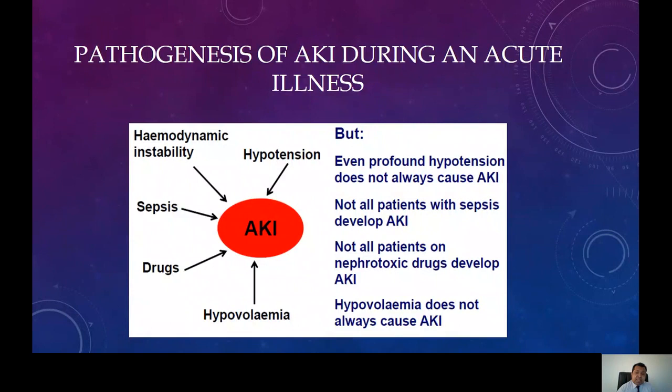But remember that at the same time, even profound hypotension does not always cause AKI. For the things I have mentioned in blue color, not all patients with sepsis develop AKI. I think we have all been seeing these things and appreciate these findings. Not all patients on nephrotoxic drugs develop AKI. Hypovolemia does not always cause AKI. Therefore, we won't see these risk factors causing acute kidney injury all the time. But remember that when they are together, the risk of AKI is very high, and that's why we need to always monitor these parameters and keep an eye on these aspects.